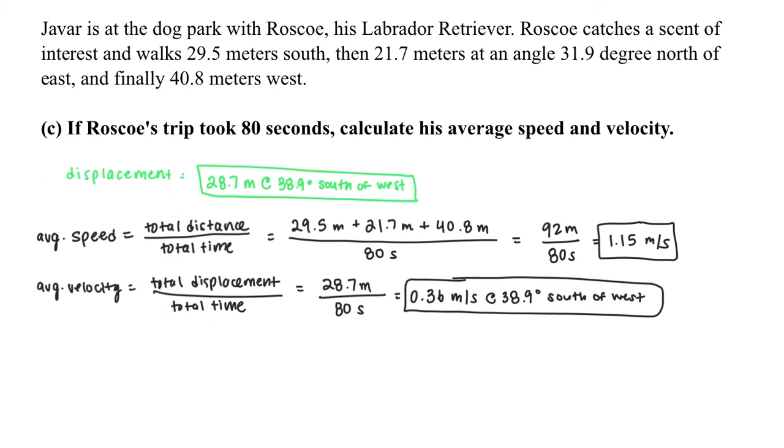Okay, so you've now seen an involved vector addition problem with an additional task of calculating speed and velocity. You should be ready to go now and move on to the next module for projectile motion.